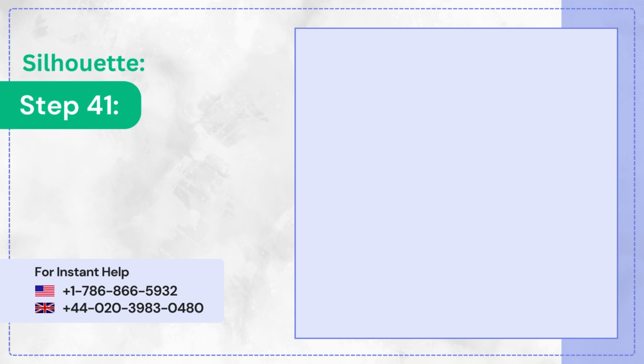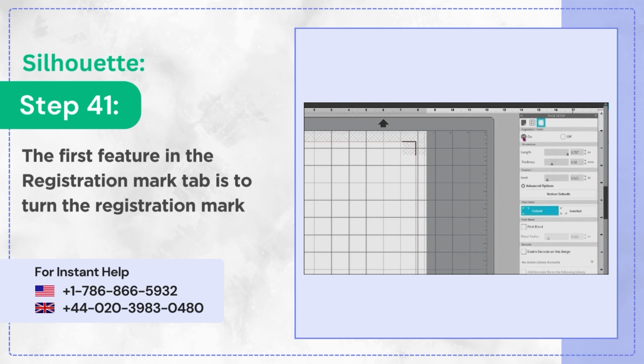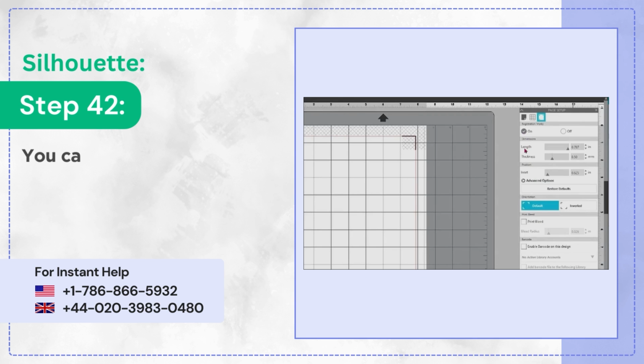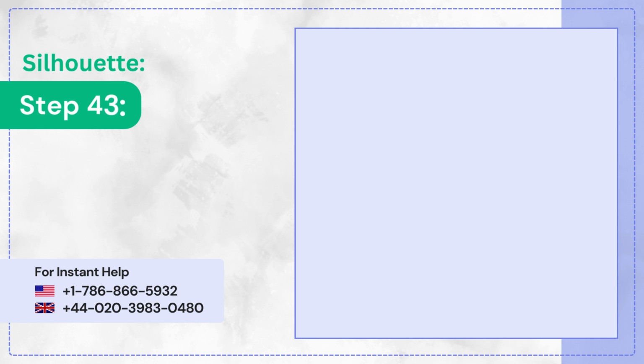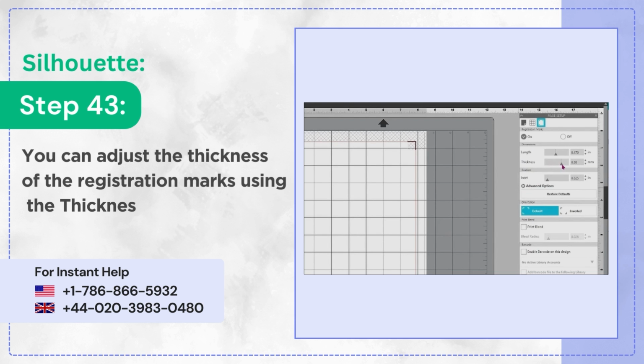Step 41, the first feature in the registration marks tab is to turn the registration marks on and off. Step 42, you can increase or decrease the length of the registration marks using the length slider or input under dimensions. Step 43, you can adjust the thickness of the registration marks using the thickness slider or input.